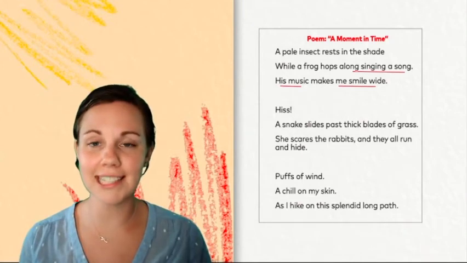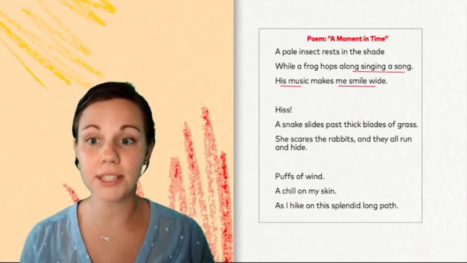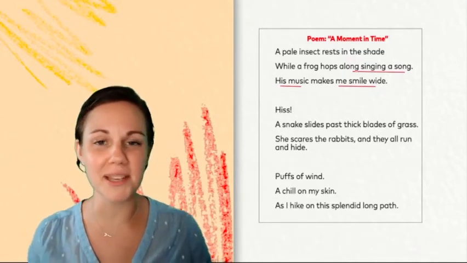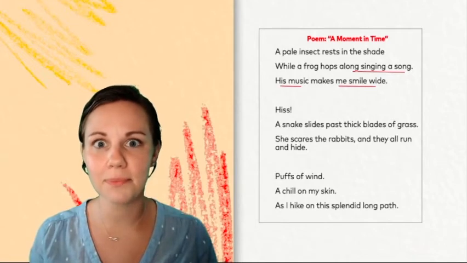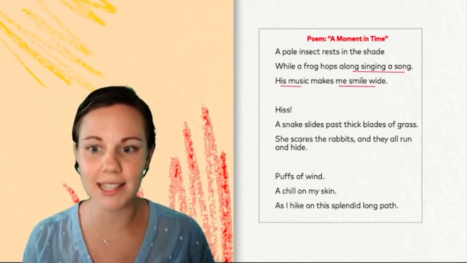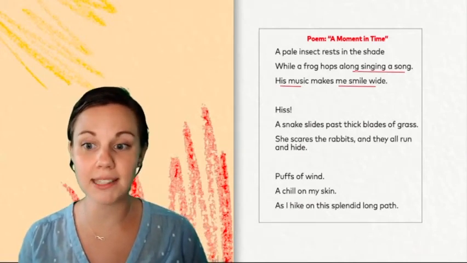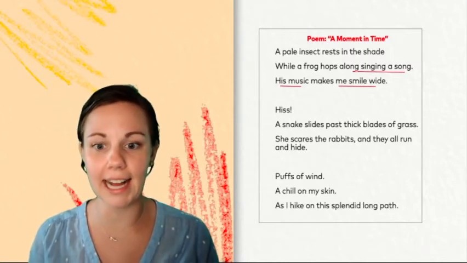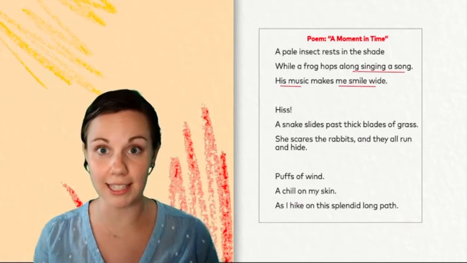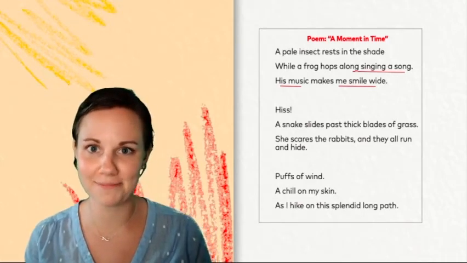A pale insect rests in the shade, while a frog hops along singing a song. His music makes me smile wide. Hiss! A snake slides past thick blades of grass. She scares the rabbits, and they all run and hide. Puffs of wind, a chill on my skin, as I hike on this splendid long path.